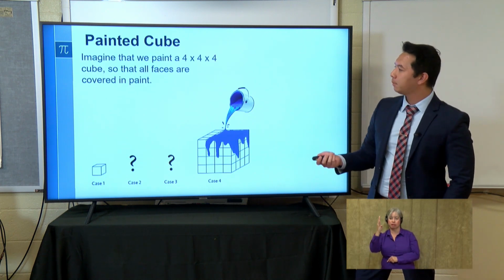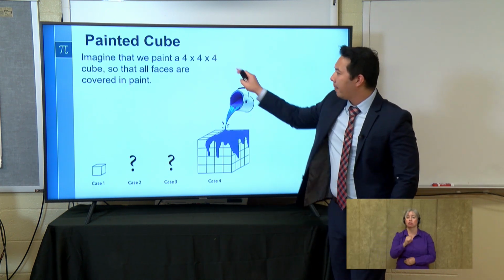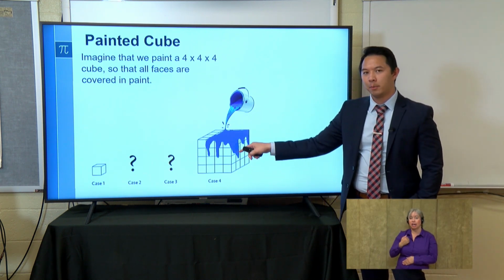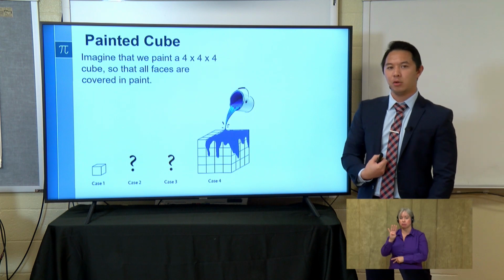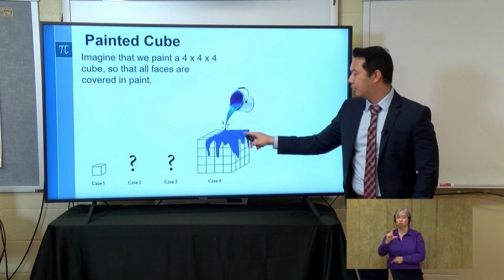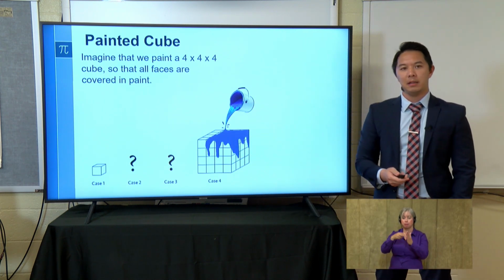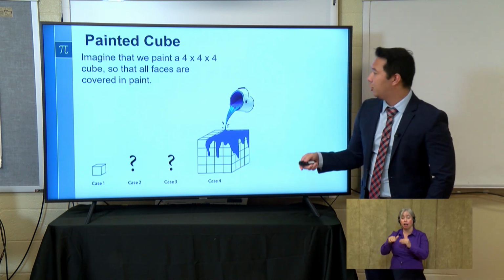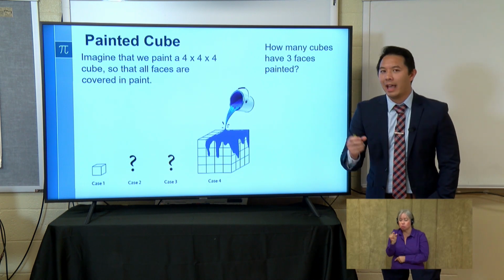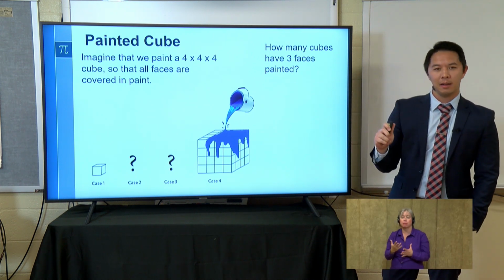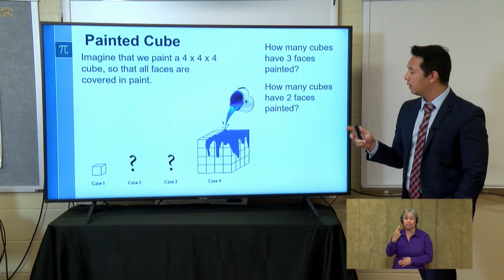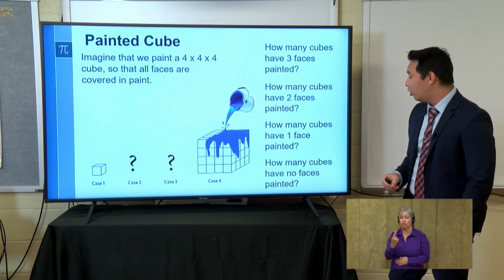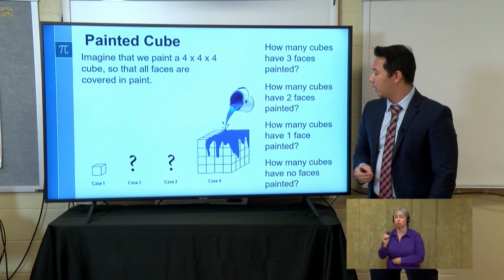And so the question that I'm going to pose in a second requires us to understand the context that if we have this particular cube, a 4 by 4 by 4 cube, and we painted all of the faces, so this entire thing is covered in paint, I want to know how many of these smaller cubes, these unit cubes, are going to have 3 of its faces painted? How many are going to have 2 faces painted? How many will have 1 face painted? And then how many are going to have no paint on them at all?